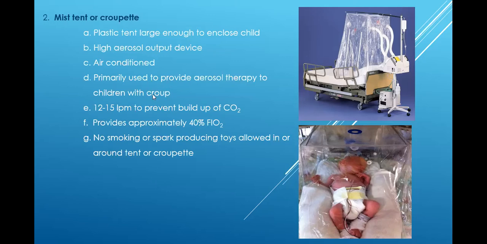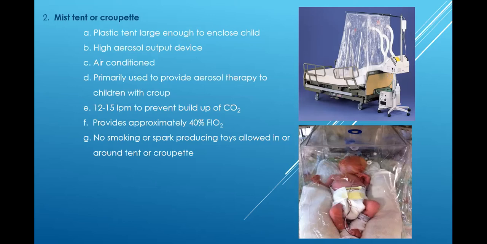What is the flow range for the mist tent? 12 to 15 liters per minute. Anything less than 12, you're building up what? CO2. So you need to know the mist tent is a plastic tent large enough to enclose the whole child. We use the mist tent for babies with croup cough, and the liter flows are 12 to 15 liters per minute. How much FiO2 can we give with a mist tent? Approximately 40%.